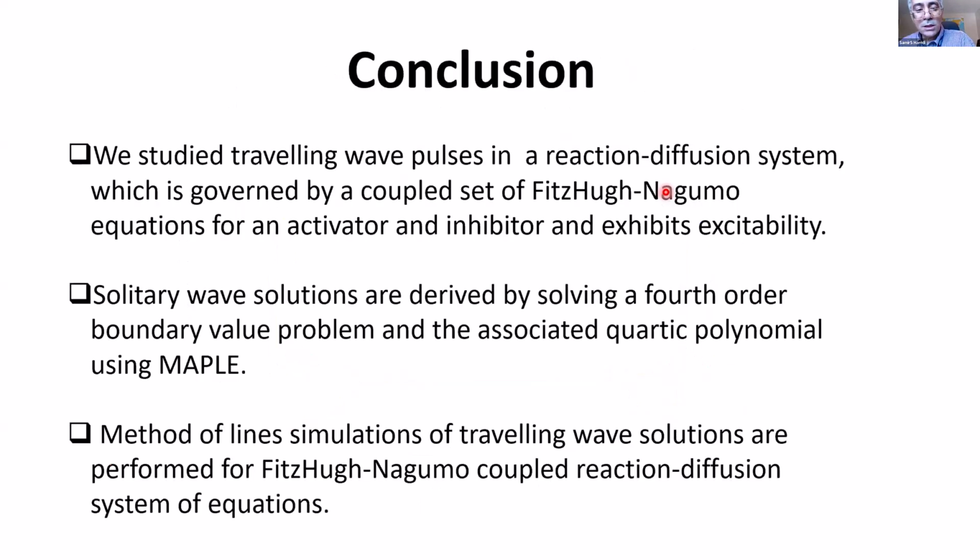As a conclusion, we studied the traveling wave pulses in the reaction-diffusion model of the well-known coupled set of FitzHugh-Nagumo equations. But in this case, we added diffusion. Unlike the previous studies, we added diffusion in this model, which has physical meaning in this medium. We studied the solitary wave solution that we obtained using Maple, based on a newly discovered identity for polynomials. We used method of lines simulation of traveling wave solutions to perform stimulations, and we see the propagation of the pulses in the neurons.